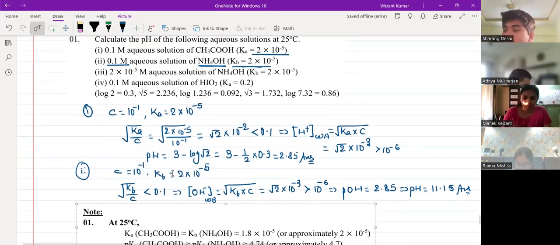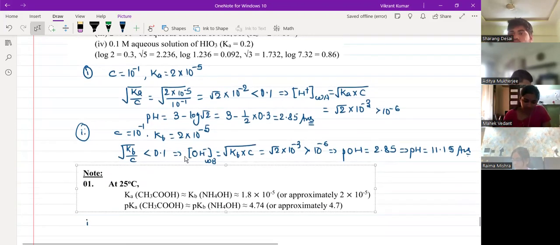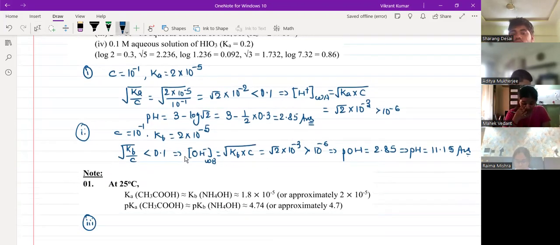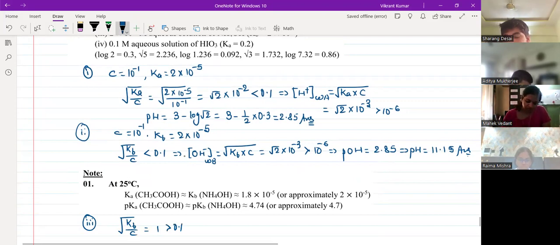थर्ड क्वेश्चन में if you see, C का value is equal to Kb का value. C is 2 into 10 raised to minus 5 and Kb is also 2 into 10 raised to minus 5. In that case, what happens now? Under root Kb by C is 1, which is greater than 0.1. And that's why we cannot take under root Kb by C as alpha.